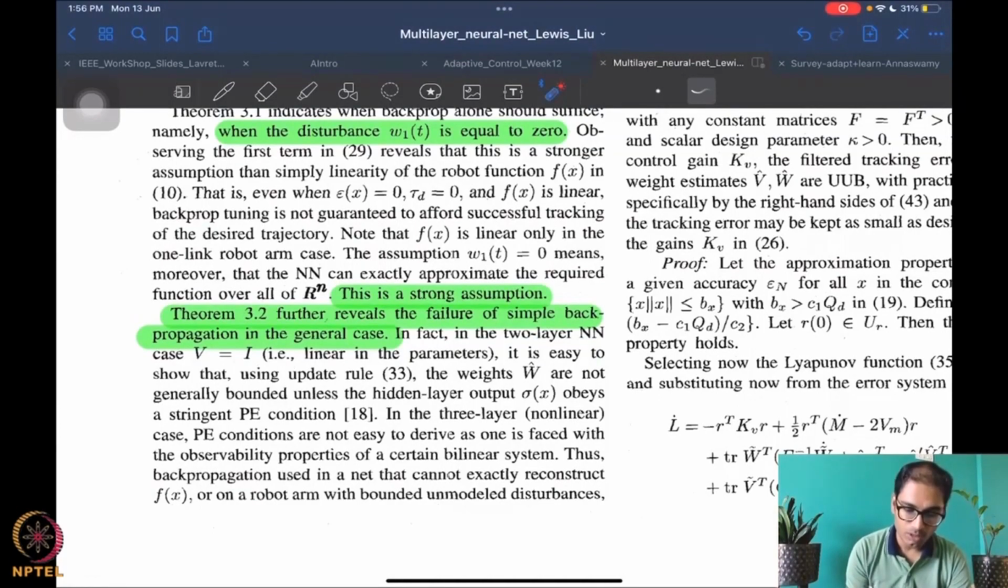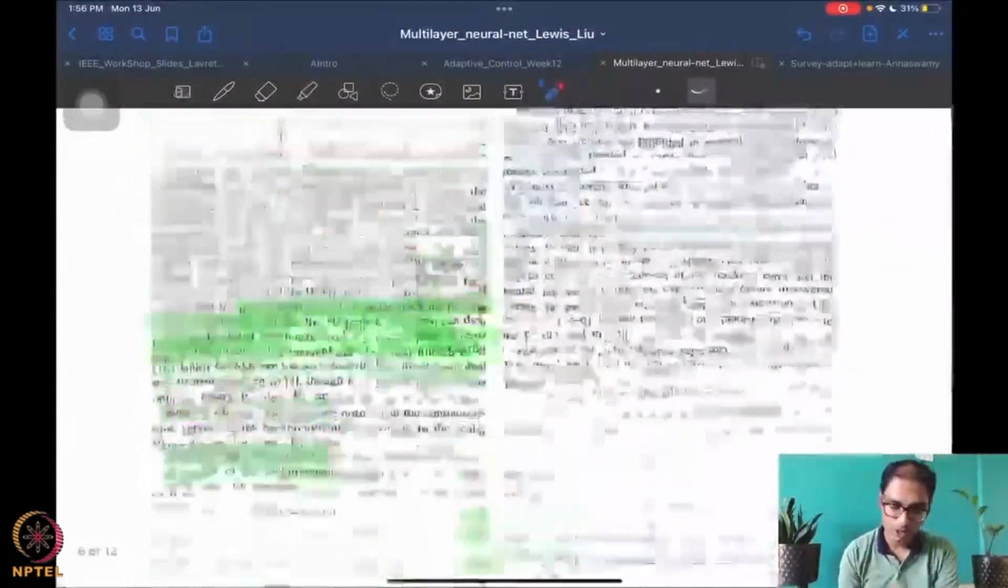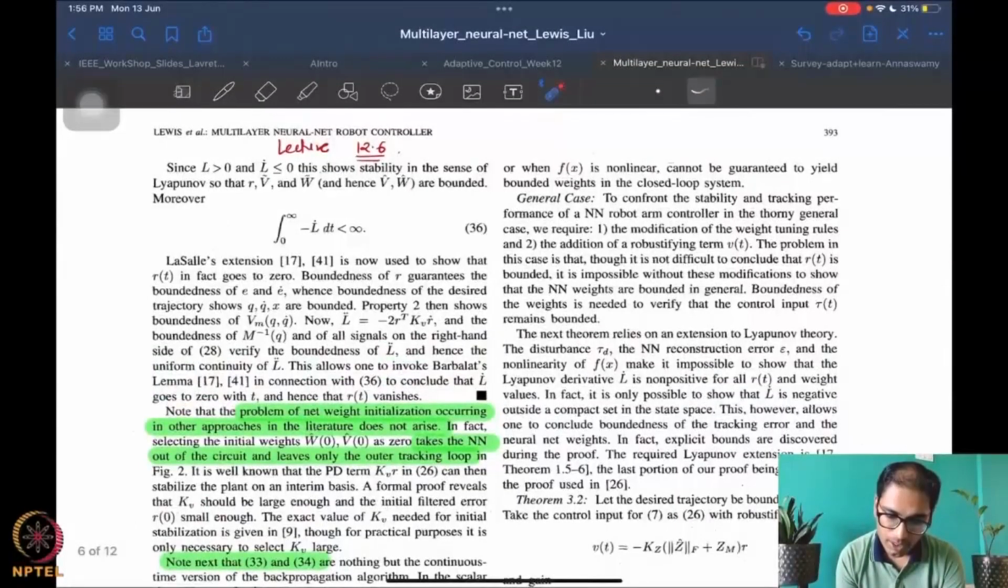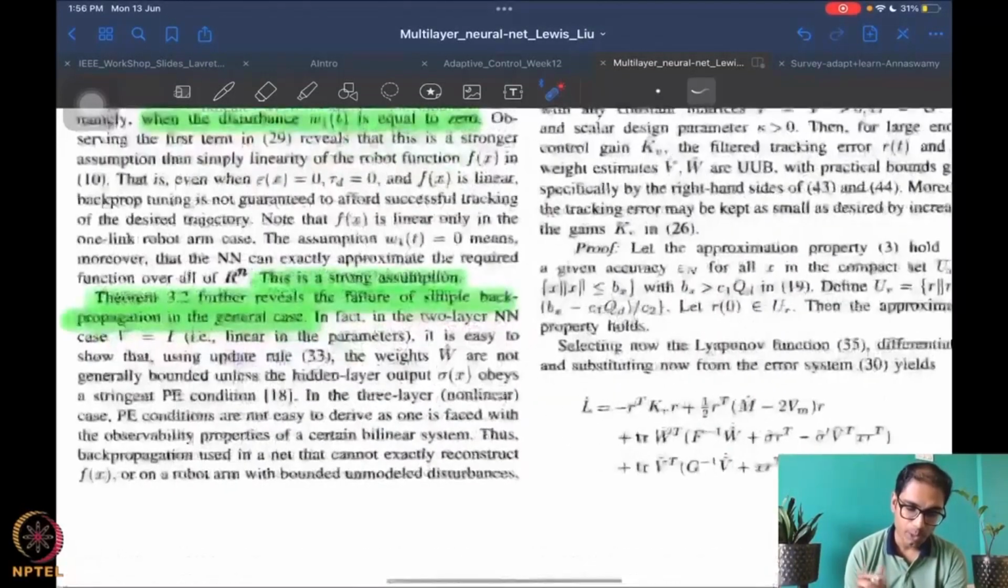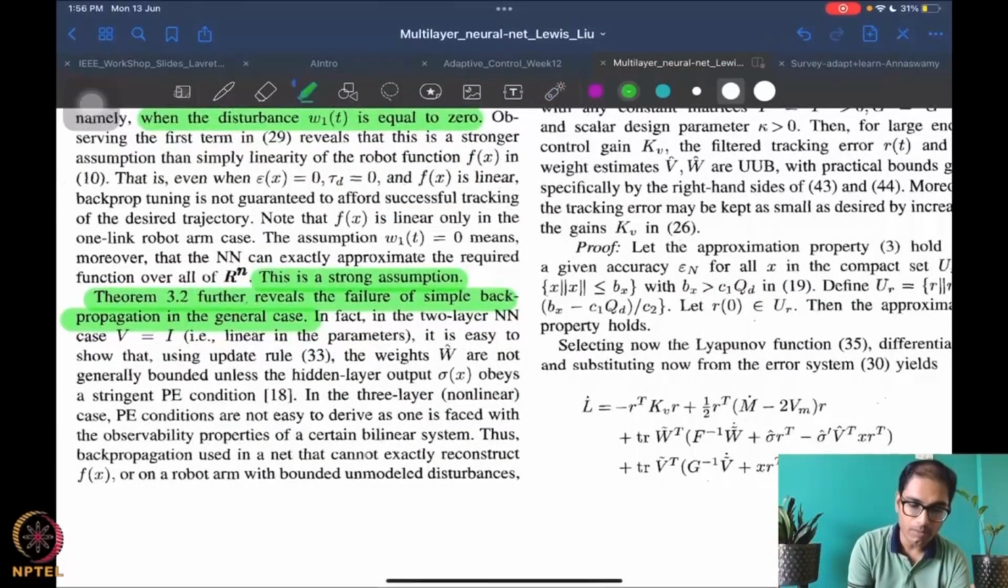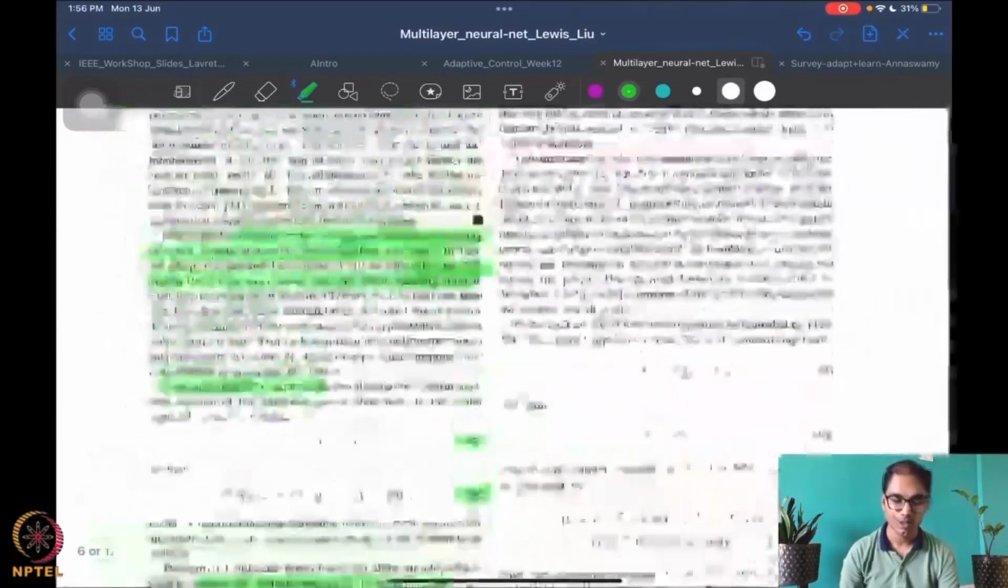Basically it can be shown, the authors themselves, I'm not sure if they are showing it themselves, right? So we'll not worry about that right now, but the point is it can be shown that the weights become unbounded. All of this is because of the assumption that W1 is equal to 0. W1 is not really 0 even for the linear f(x) case, and even the linear case happens only if the robot is a single link robot. So this is what the authors say: the weights are generally not bounded unless the hidden layer obeys a stringent persistence condition. Okay, great.